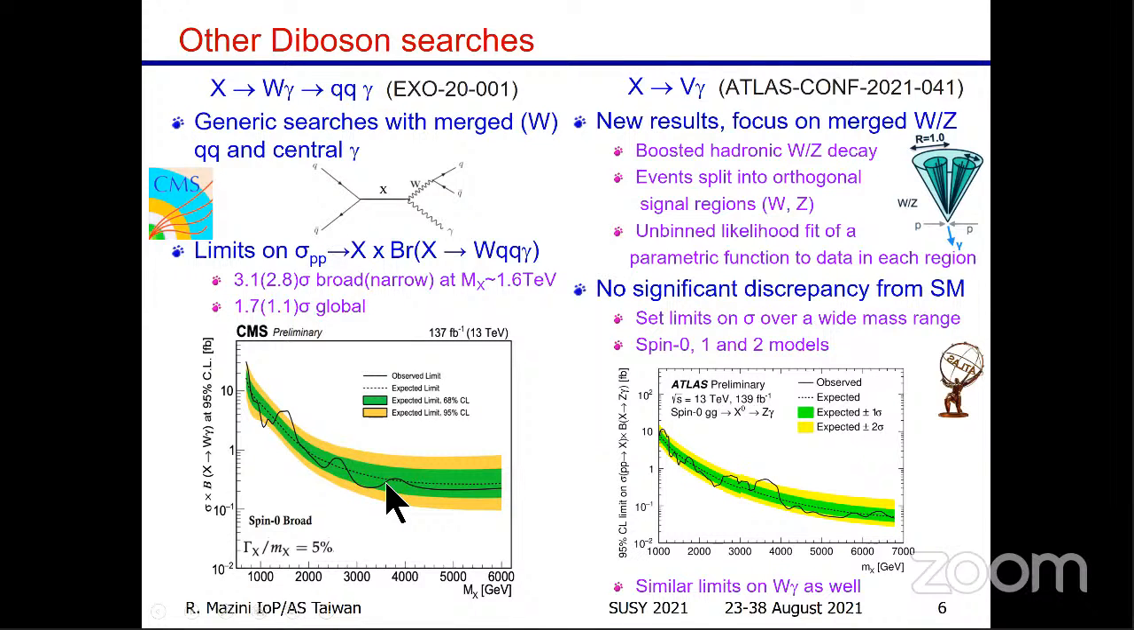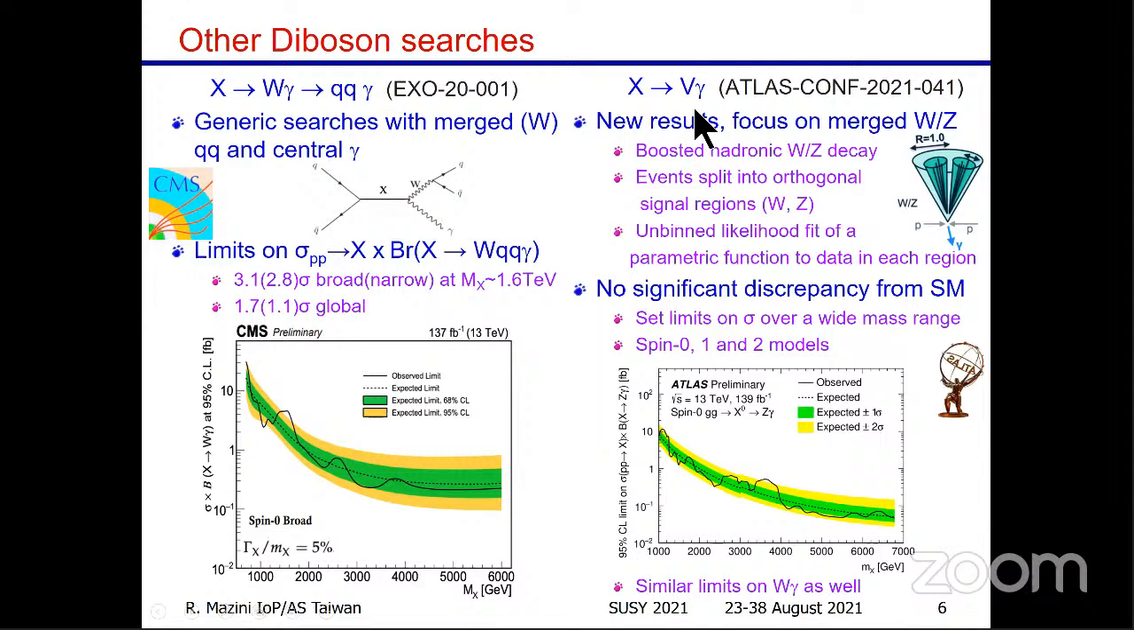the bottom left one. You can see that mainly the observed limits correspond to the expected ones within the plus or minus 1 or 2 sigma at 95% confidence level. However, there is some small excess that they observed around 1.5 TeV or so, and then depending on which approach, either the broad or the narrow approach, they see between 3.1 and 2.8 sigma excess around 1.6 TeV. The global significance itself is around 1.7 to 1.1.